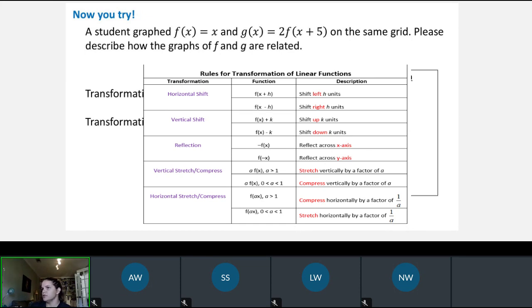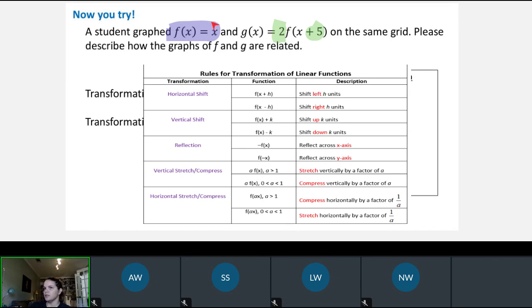So what we need to do is go through. This is our original equation. So let's highlight what's different. The original equation just has x, okay? It does not have this 2. It does not have a plus 5 in parentheses, okay?